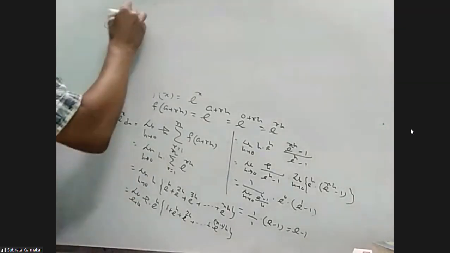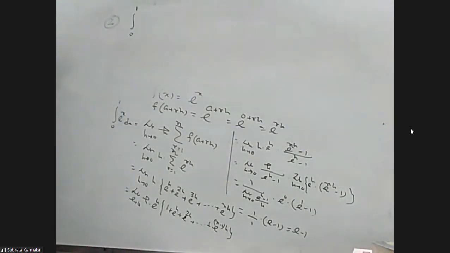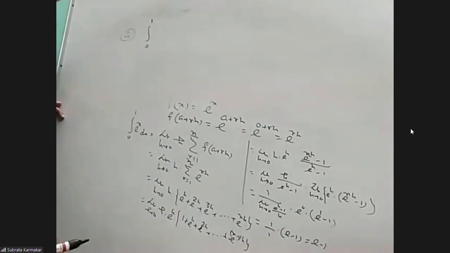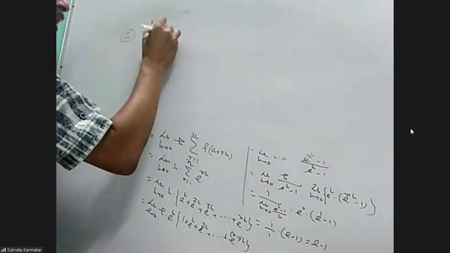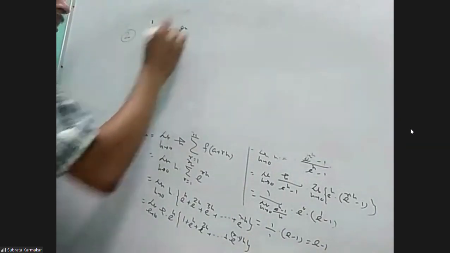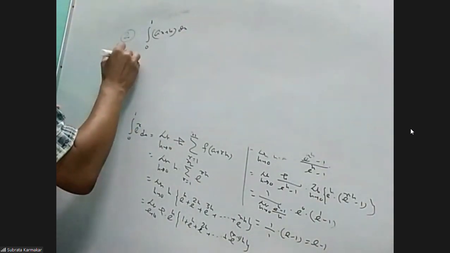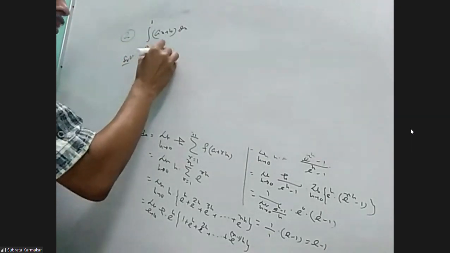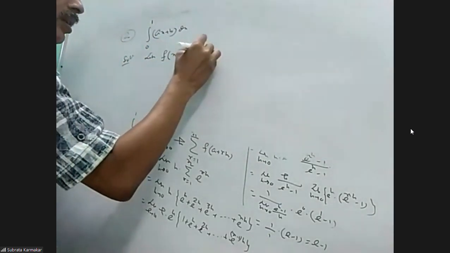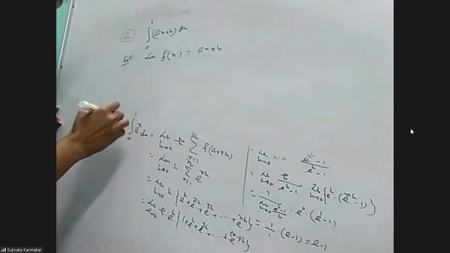Question number 2. Integration from 0 to 1 of (ax + b) dx. So, solution: let f(x) = ax + b. Am I clear?